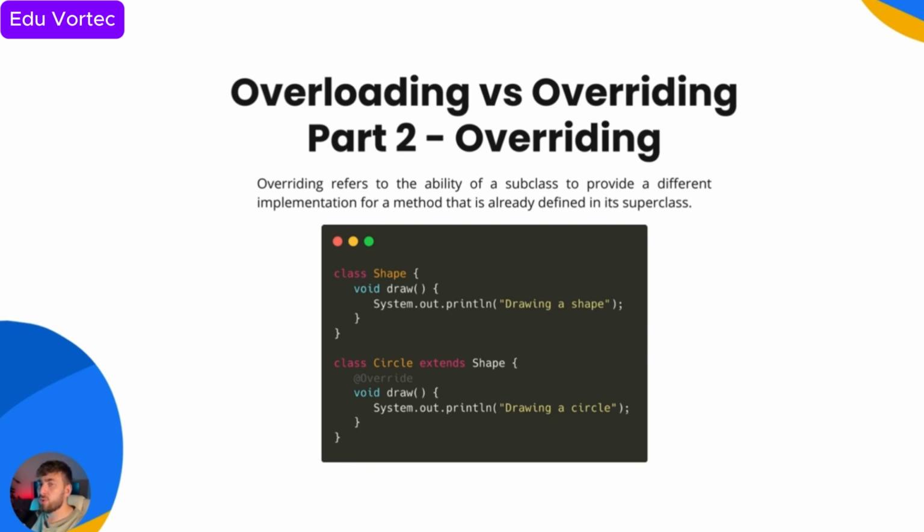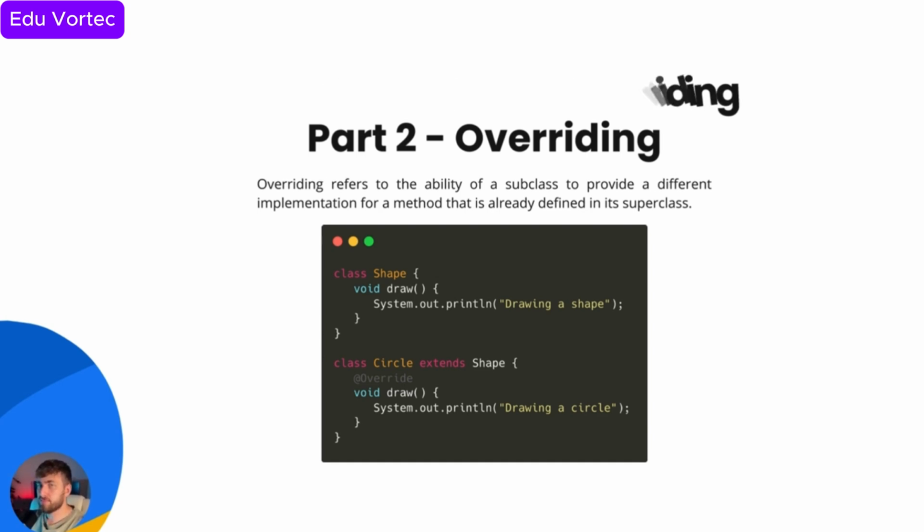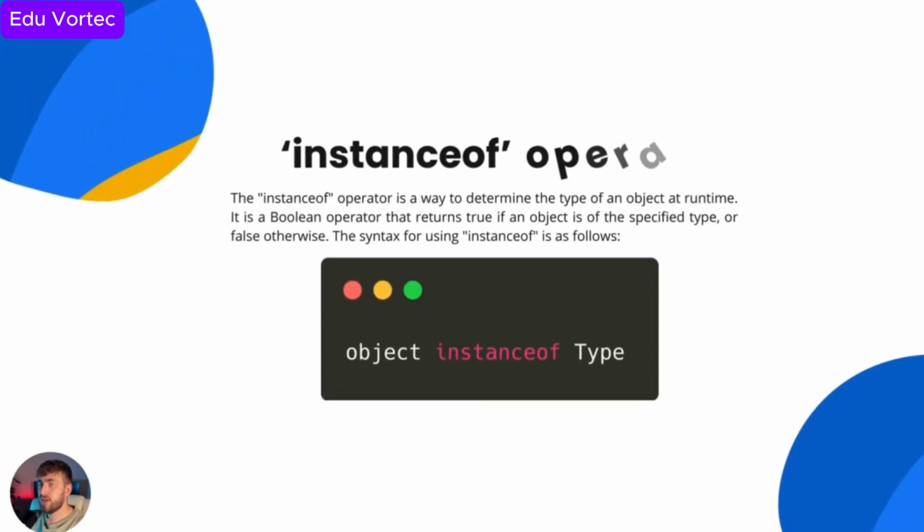Overloading allows for code reuse and easy readability, while overriding allows for greater flexibility by allowing you to change the behavior of a method at runtime based on the object that is calling the method. Let's discuss some real-world examples of polymorphism in use, specifically with the instanceof operator.